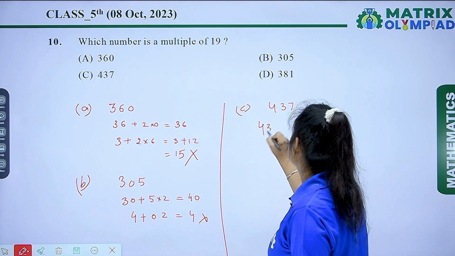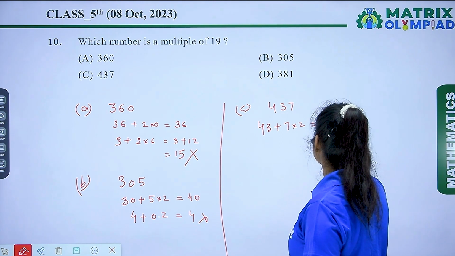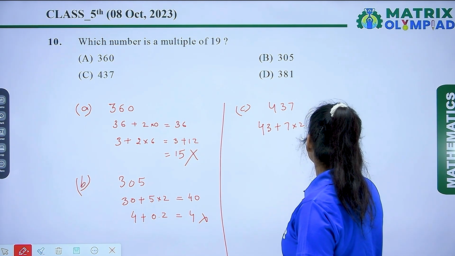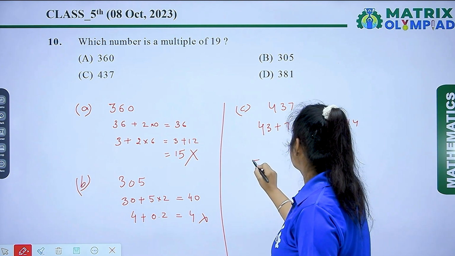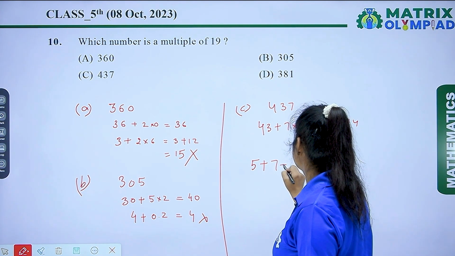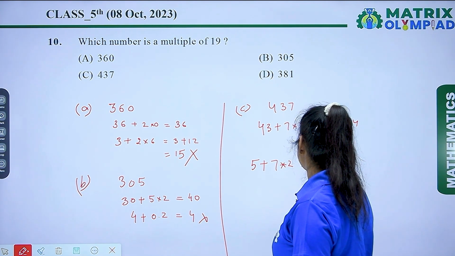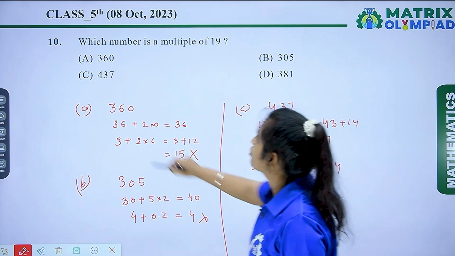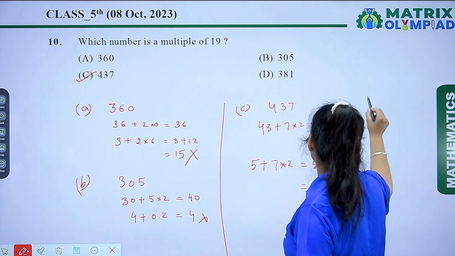Again we will repeat the step. 7 multiplied by 2 will give us 14. So here we will get 57, and then 5 plus 7 multiplied by 2 will give us 5 plus 14, and 5 plus 14 is 19. So option C is the correct answer.